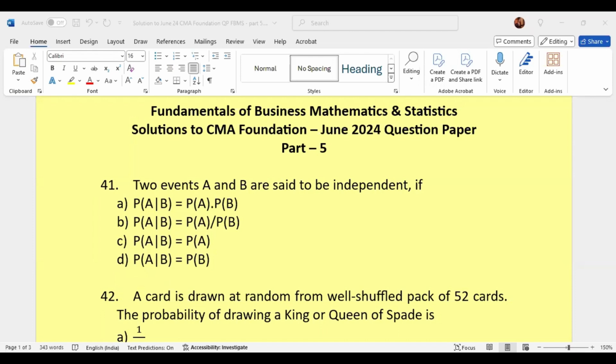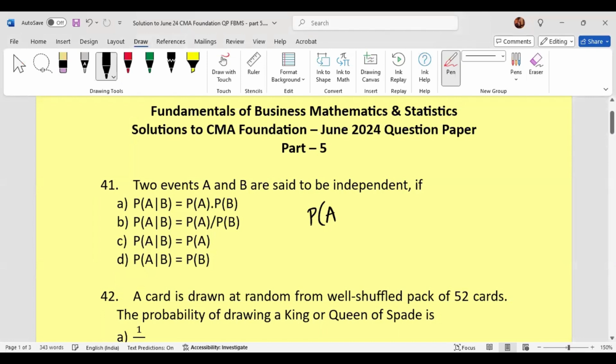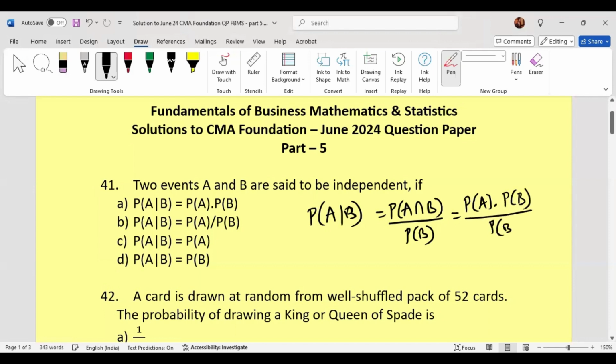First of all, let us write what is probability of A given B. Probability of A given B will be probability of A intersection B divided by probability of B. Now that A and B are independent, we can write the numerator as P of A multiplied by P of B, divided by P of B. So this and this gets cancelled. You get the result as P of A. That means the option is C.